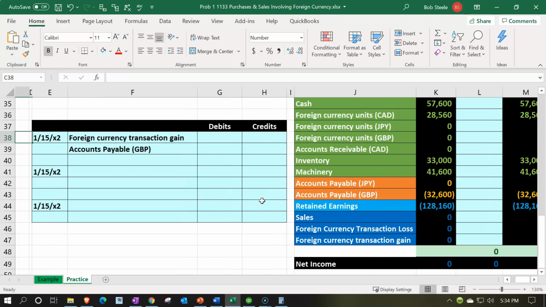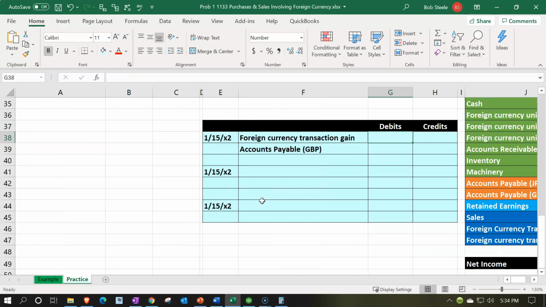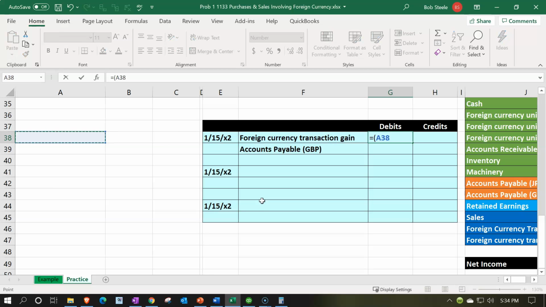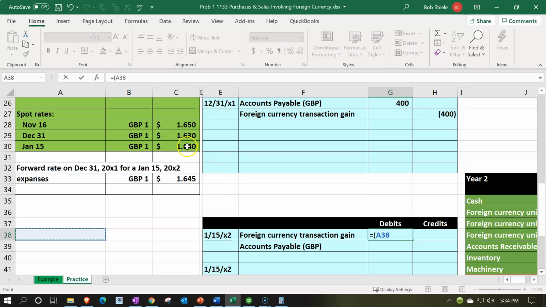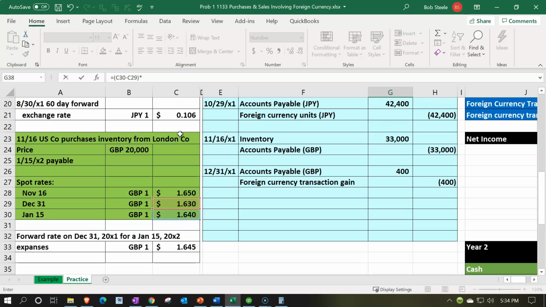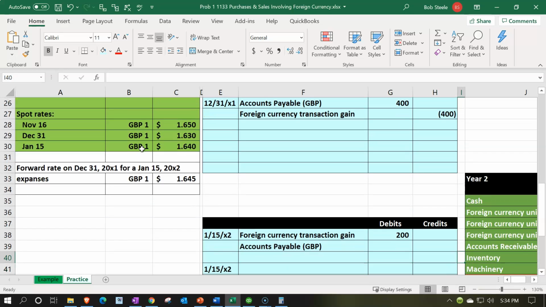I'm going to calculate this and put it on the debit side. This is going to be equal to, I'm going to put brackets around this, the difference between the two exchange rates. I'm going to take the larger one minus the smaller one, so it comes out to a positive number, closing the brackets, multiplied times the 20,000. So there's our $200 change that we calculated. And there we have it.